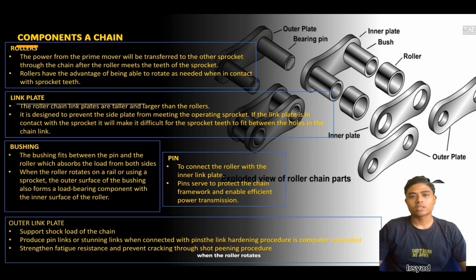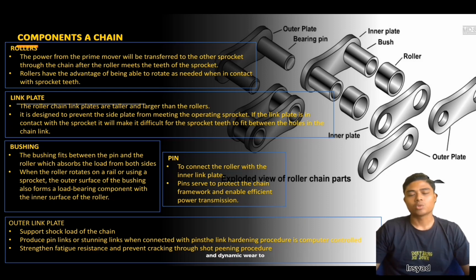When the roller rotates on the rail or sprocket, the outer surface of the bushing also forms a load-bearing component with the inner surface of the roller. Therefore, it must have high tensile strength and resistance to shock and dynamic wear to prevent shearing.